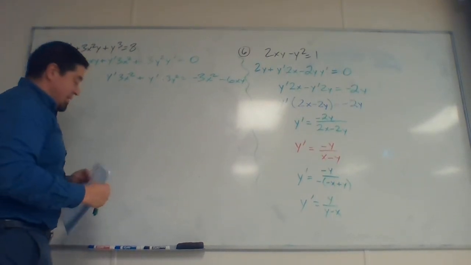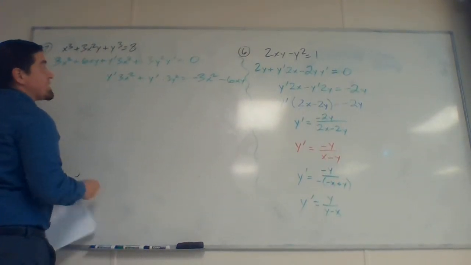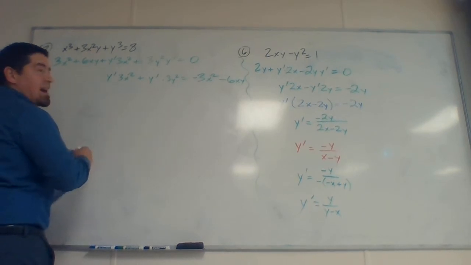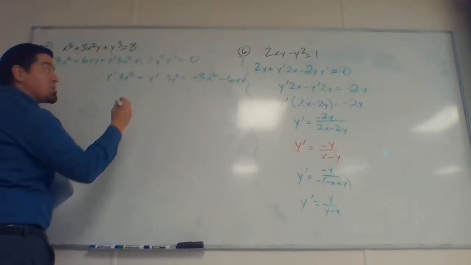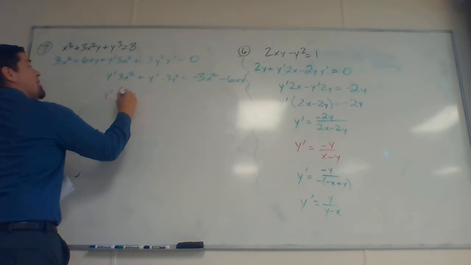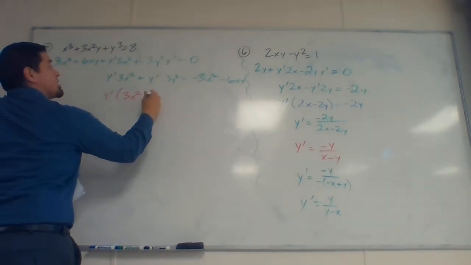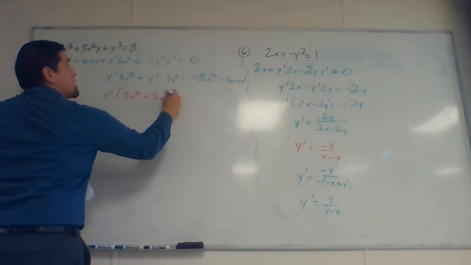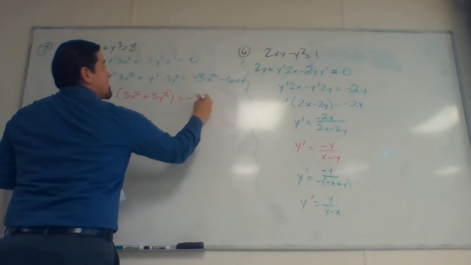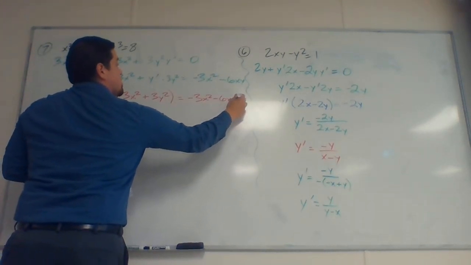So what's next? You're going to factor out the y prime. That gives us y prime times 3x squared plus 3y squared equals negative 3x squared minus 6xy.